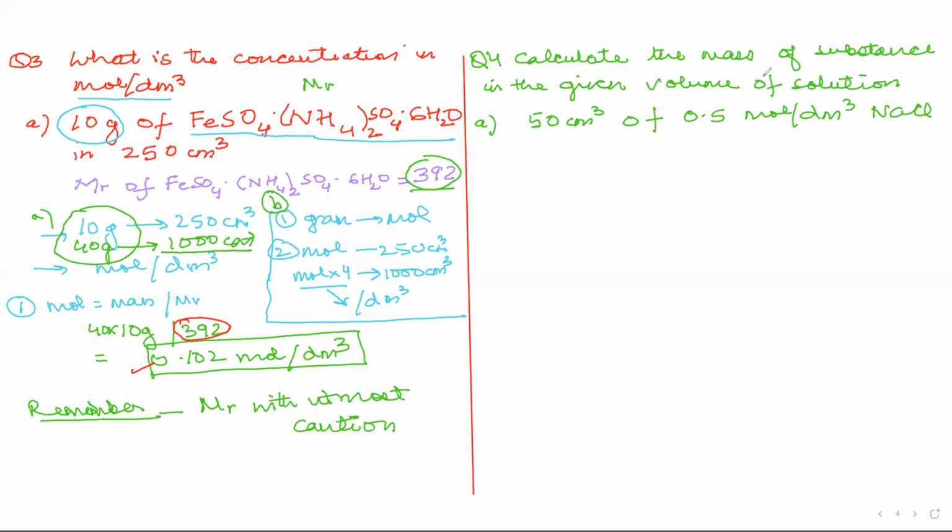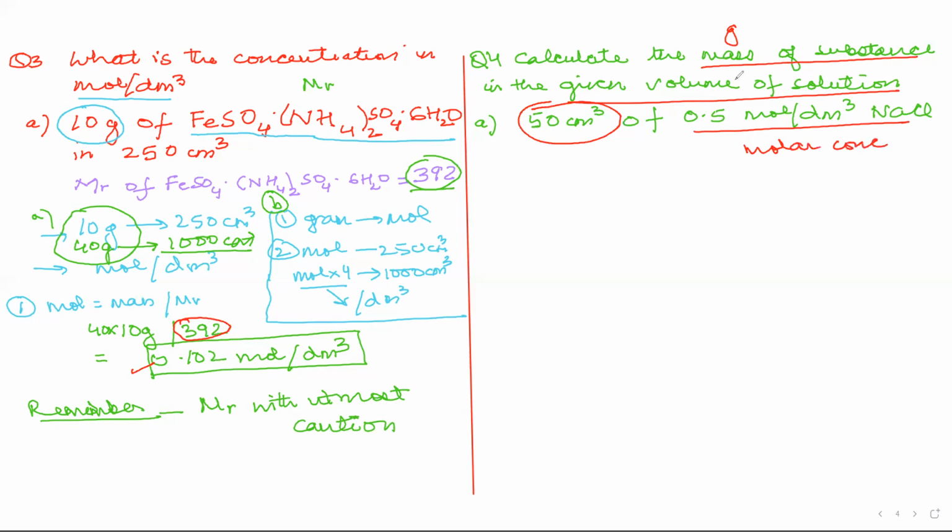Now let's comprehend what they are asking and what they have given. Calculate the mass of a substance. That means you have to calculate the mass of the substance in a given volume of a solution. What is the given volume? It's 50 cm cube. You need to find out the mass. They're asking in grams, not in moles. And what they have given you is the molar concentration. But what is the demand? They're asking you the mass.